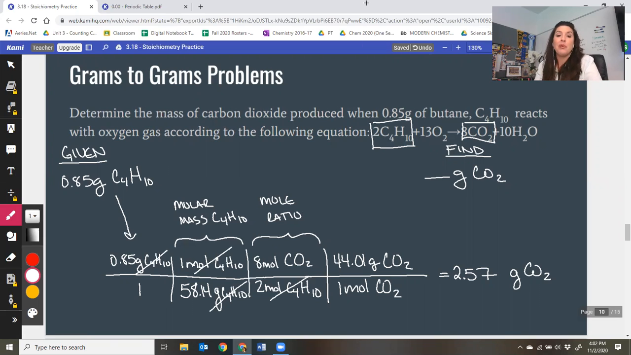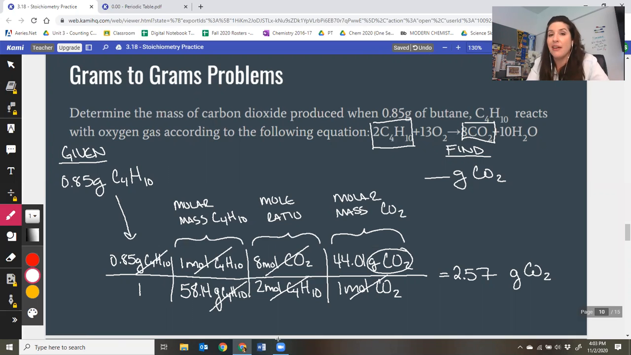And then my last step, if I were to solve now, I would have moles of carbon dioxide, which is good. That's the substance I want. But I wish to express it in grams. So in the last step, I found the molar mass of CO2. So I took a carbon, I added it to 2 oxygens from the periodic table, and I got 44.01 grams per mole. I chose to put moles of carbon dioxide on the bottom, so it would cancel with moles of carbon dioxide in the previous step. And I'm left in units of grams of carbon dioxide. Once I punch that into my calculator, I come up with 2.57 grams of carbon dioxide.